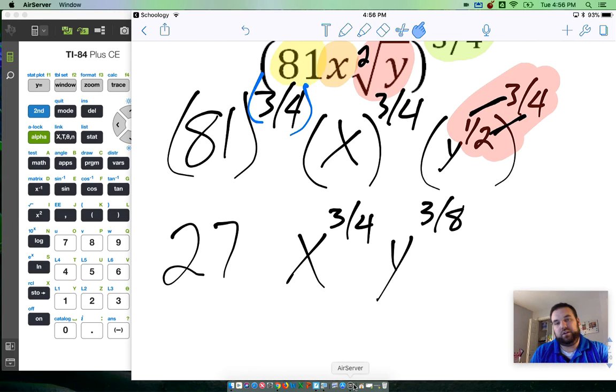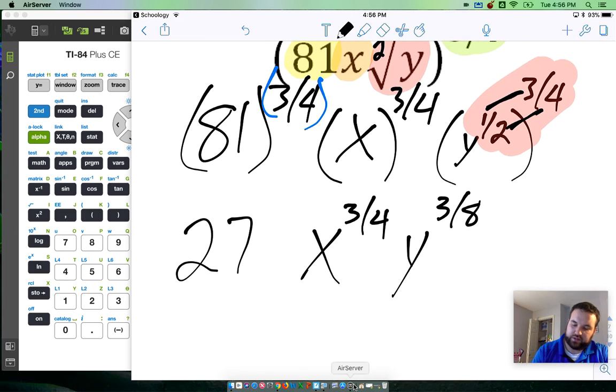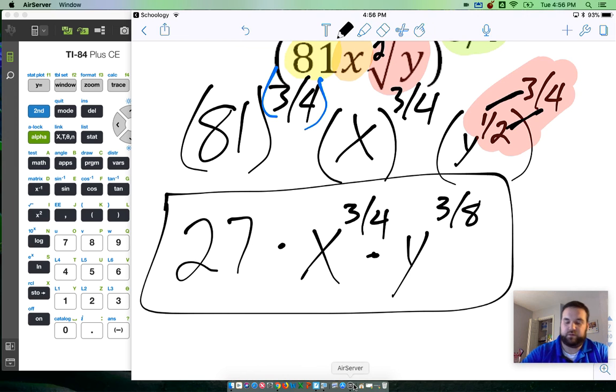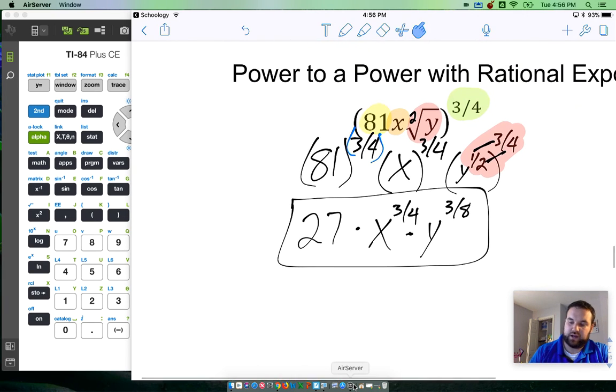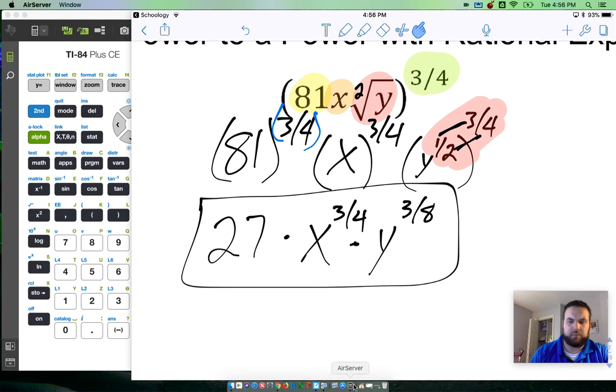At this point, we're not going to try and write it all underneath a single radical. We're not going to do much else with it. As long as I don't have any negative exponents, this is going to be our final answer. So we'll write it just like that, 27x to the 3/4 and y to the 3/8. Some courses might have you go further with it, but we're going to leave it like that.